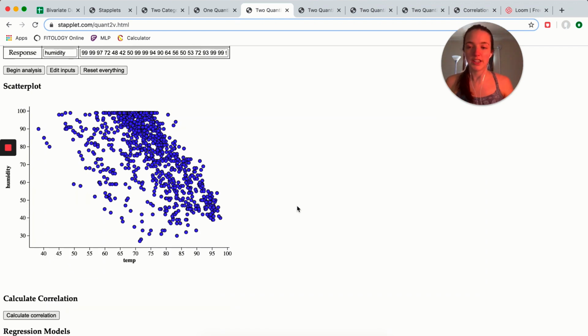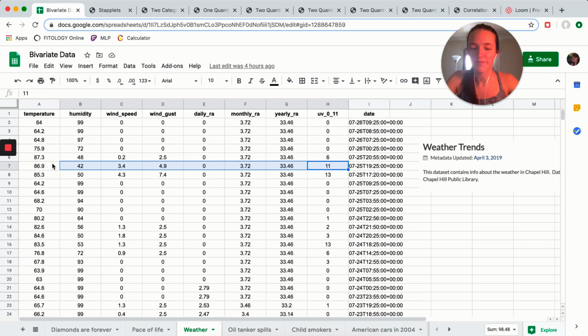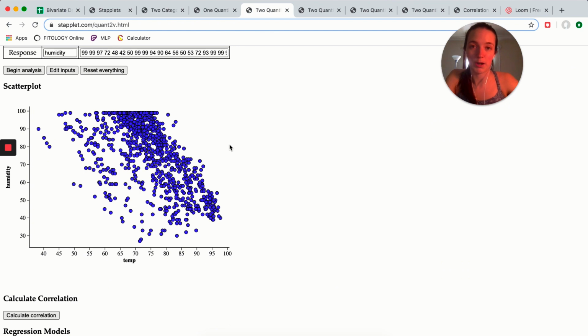When you make a scatterplot, you have an x-axis and a y-axis. Your explanatory goes on the x-axis, your response goes on the y, and each of these data points represents, in this case, one measurement, one moment in time. So we can see here at 1925, what is that, 7:25 p.m., all of this data was collected. And at that particular moment, the temperature was 86.9 degrees, the humidity was 42%. So that point gets plotted on the scatter plot. There it is. There's our data point.